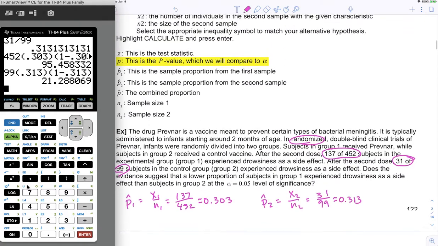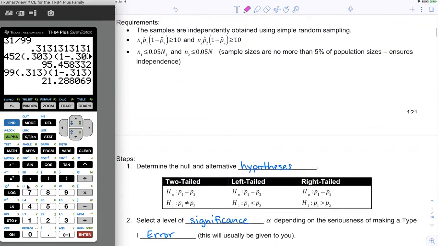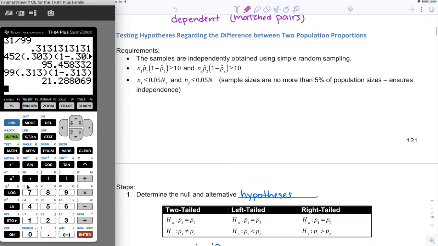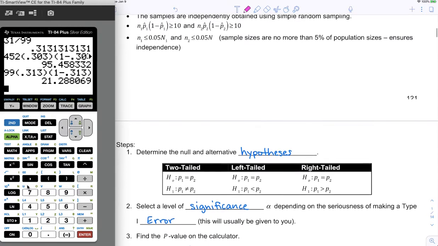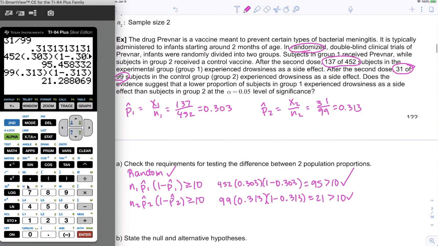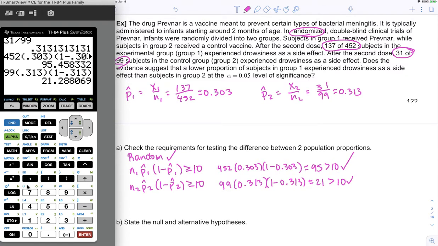Let's go back and see what the other requirements there were. Sample sizes are no more than 5% of population sizes. Okay, so in this particular example, the population would be babies. And obviously there's a huge population. There's millions of babies. So we're fine for that one. We definitely have less than 5% of babies in this drug study.